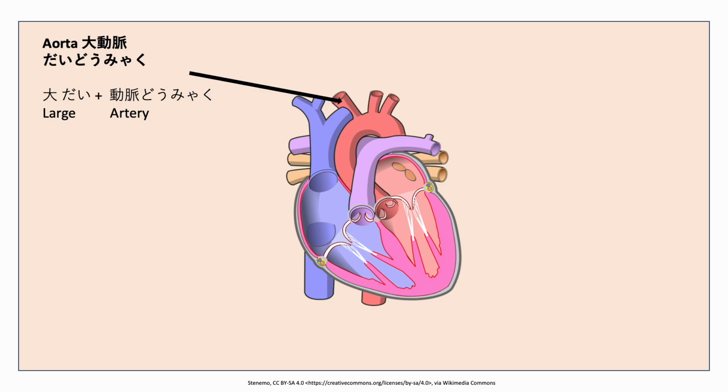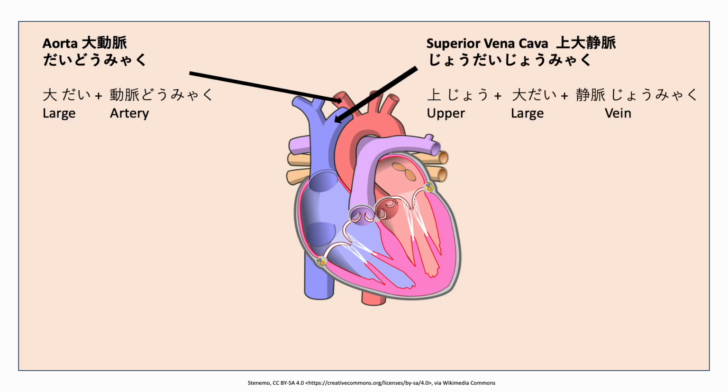So the deoxygenated blood that returns to the heart from the upper part of the body returns through the superior vena cava, which is jodai jomyaku. Breaking the word down, we first have jo, which means upper or above, followed by dai, which means large, and then the word jomyaku for vein, together making upper large vein or jodai jomyaku, which is superior vena cava. So again, the description of the word reflecting the makeup of the Japanese word in kanji.